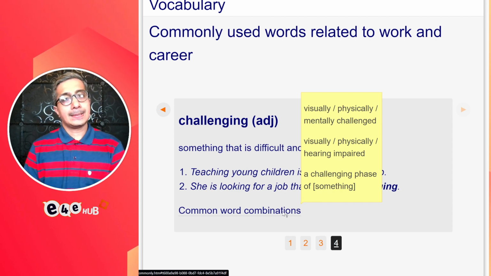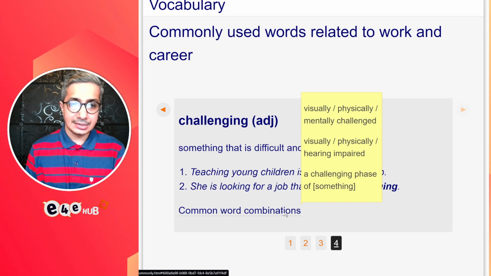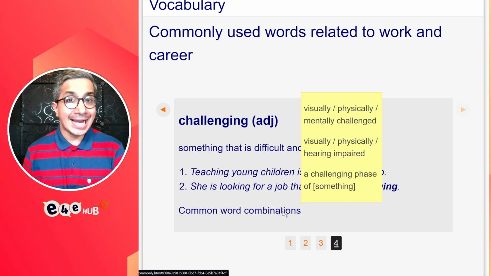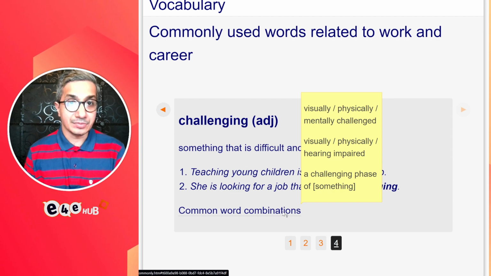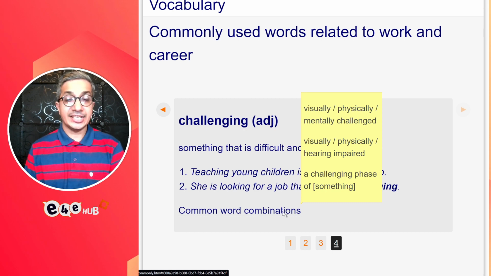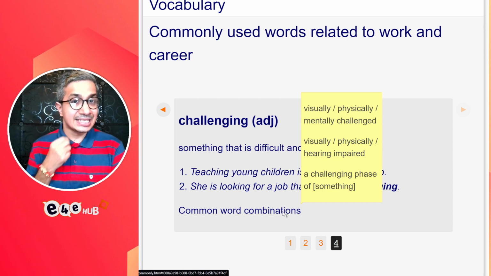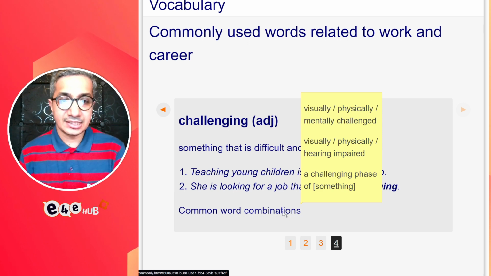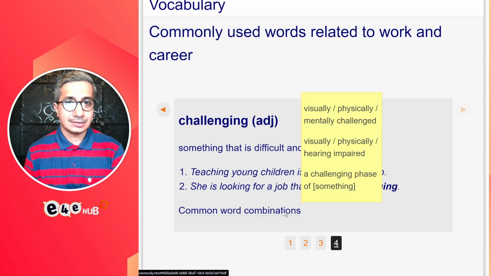Now if the person cannot see at all, is completely out of sight, we use the word "impaired" and not "challenged." Visually impaired. Physically impaired would be a person without limbs, either hands and/or legs. Hearing impaired is a person who can't hear. The listening faculty doesn't work. So that's hearing impaired.